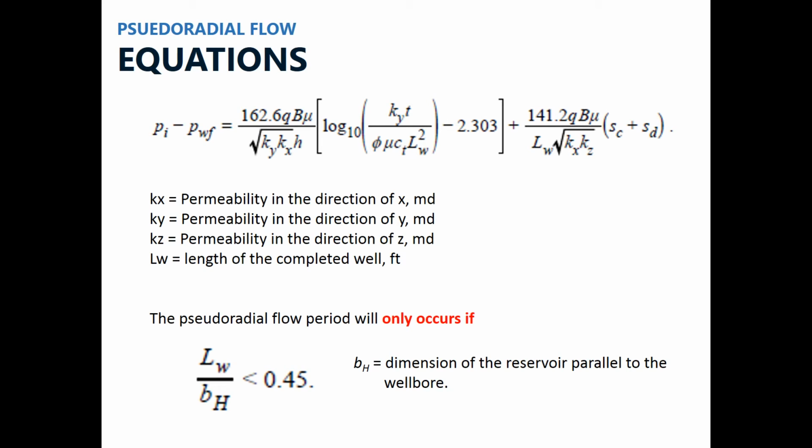The first equation is a drawdown equation for the pseudo-radial flow. And pseudo-radial flow period will only occur if Lw over Bh is smaller than 0.45, at which the Bh is the dimension of the reservoir parallel to the wellbore. The term of 162.6 Q B mu over the square root of Ky times Kx times h is the gradient of the curve.